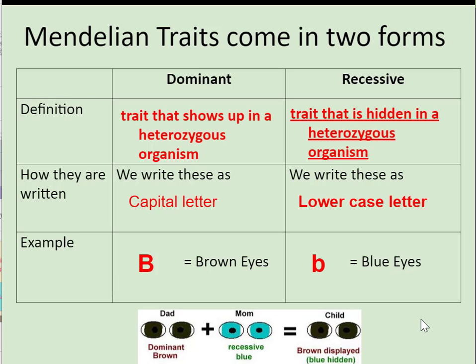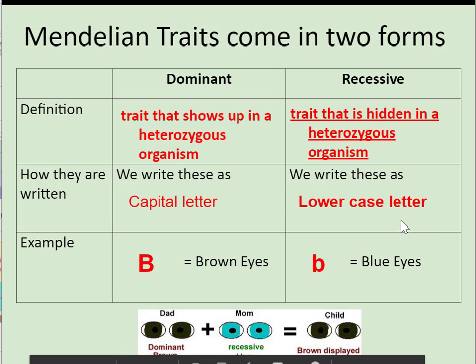Now, this is important, and this will come into play more next week when we start Punnett squares, because that child, even though that child has brown eyes, he does still have that little b for blue eyes, which means that he has the potential to pass that information on to his offspring. So though he has brown eyes, he could have a child that has blue eyes.